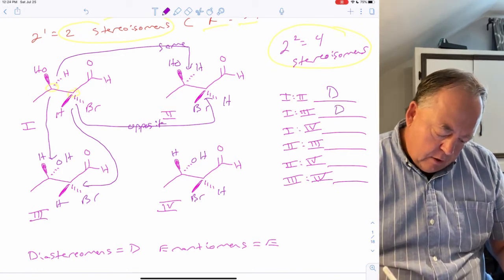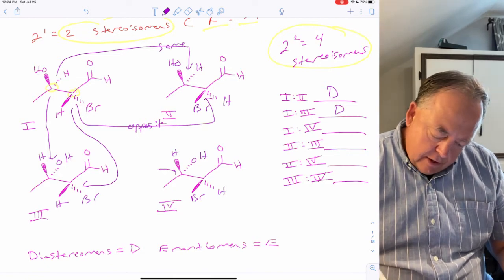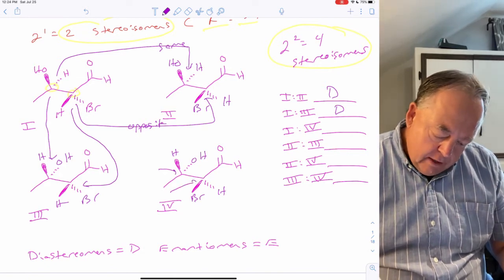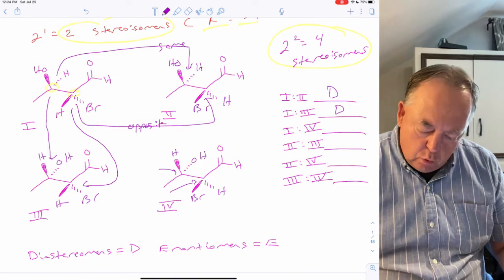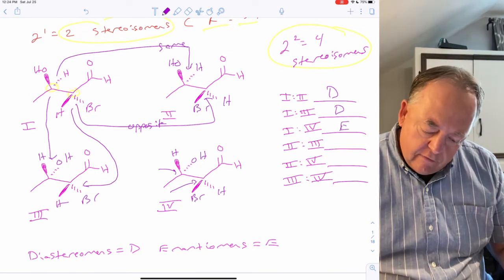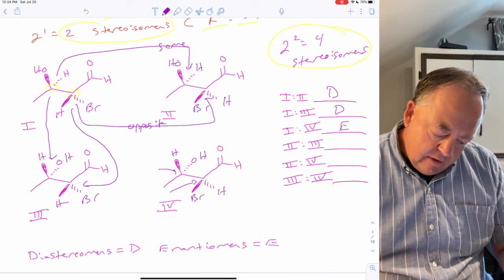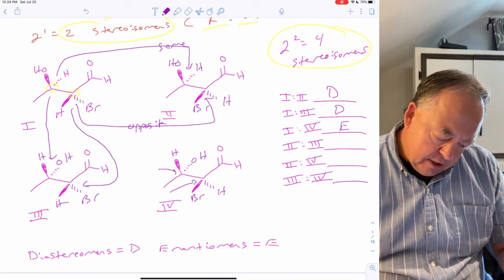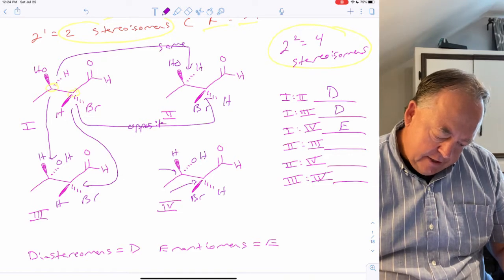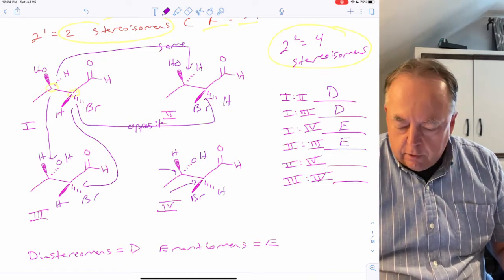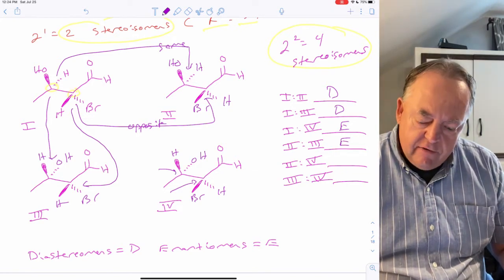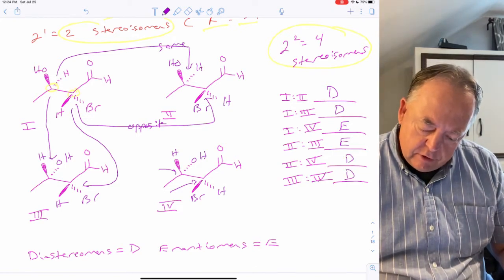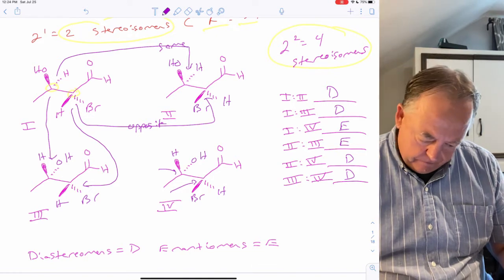And if we compared 1 and 4, that's opposite of 1, and that's opposite of 1. We swap both of those, so 1 and 4 would be enantiomers of each other. And then similarly, if we compared 2 and 3, the OH and H have been flipped, and the H and the Br have been flipped, so 2 and 3 would be enantiomers. So of the 4 stereoisomers, there's only 2 pairs of enantiomers, so all of the other relationships are going to be diastereomers of each other.